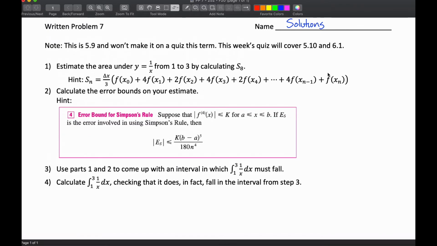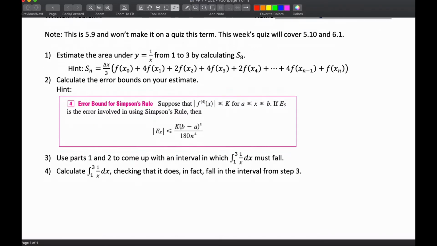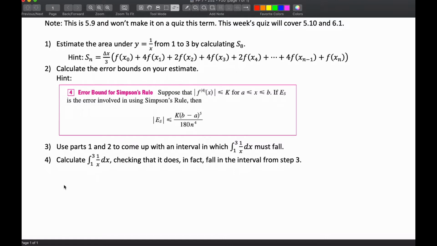I kind of gave you Simpson's rule up here, so you might notice that we need to know what delta x is equal to. Delta x is equal to the same thing that it's been equal to, just (b minus a) over n. In this case, playing the role of b is 3, playing the role of a is 1, and playing the role of n is 8. So we get 2/8, or 1/4, for our value of delta x.